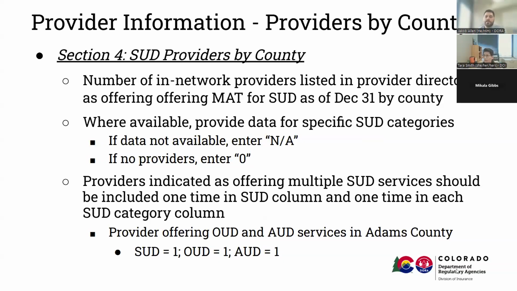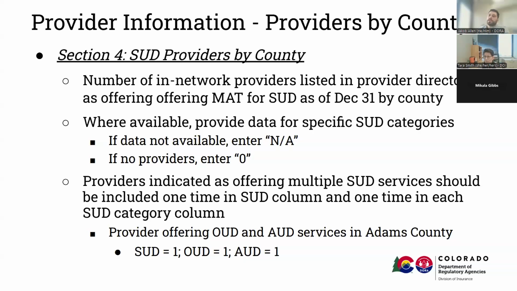Moving on to providers by county. This is section 4, the last section, excuse me, on this worksheet. The division is asking for carriers to report the total number of SUD providers that are listed in the provider directory as offering MAT for SUD as of December 31st by county. And then the division is asking for carriers to split this out as well into the different SUD categories: opioid use disorder, alcohol use disorder, tobacco use disorder, and then any other substance use disorders that may be treated by providers. Where this information is available, the division is expecting that data is provided for these specific SUD categories. If data is not available, again, please enter N-A. And if there's no providers, enter 0.